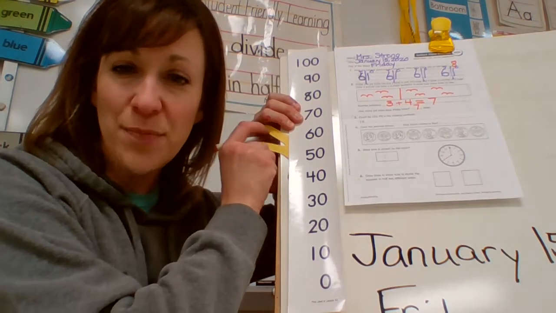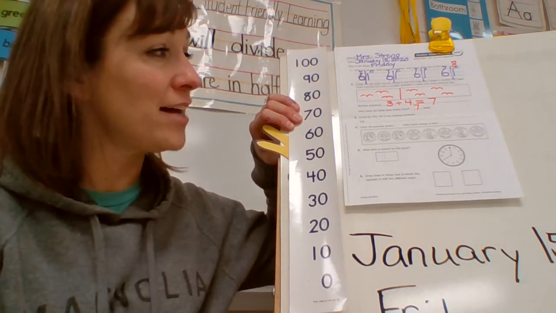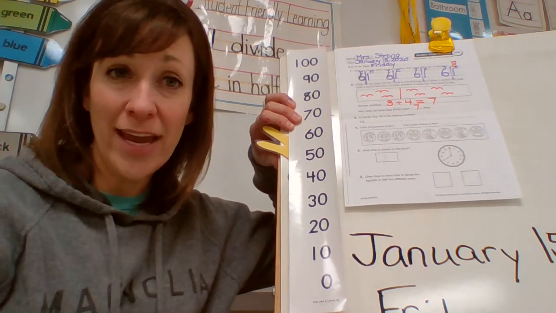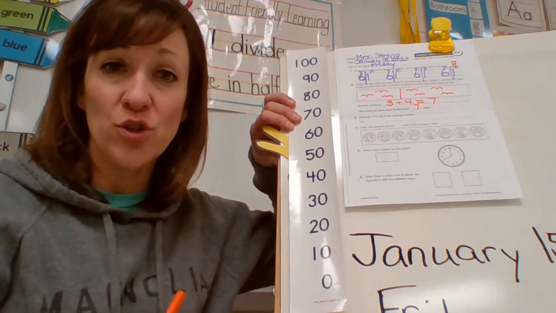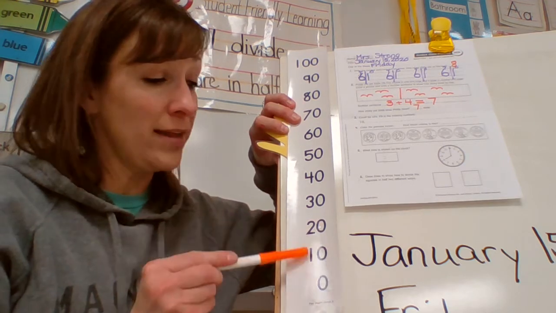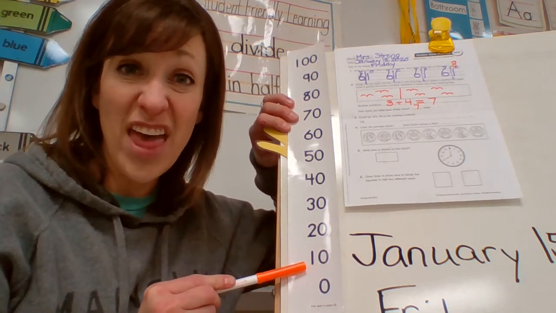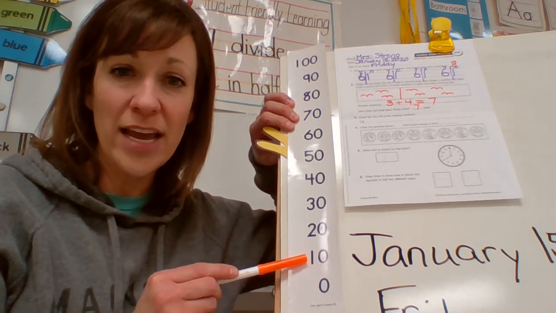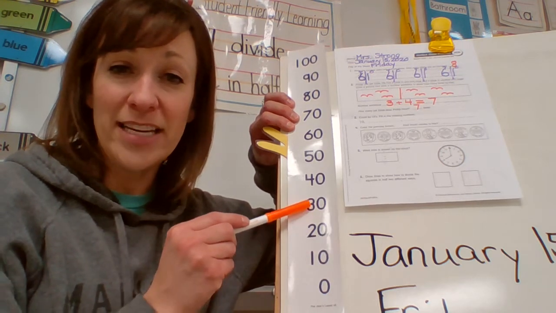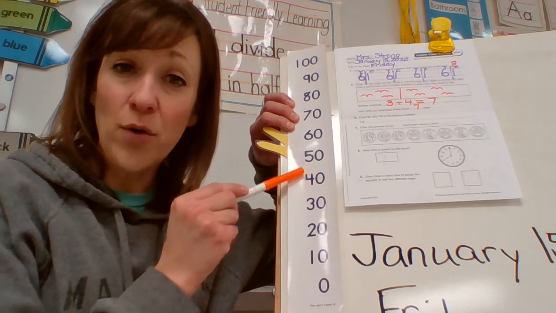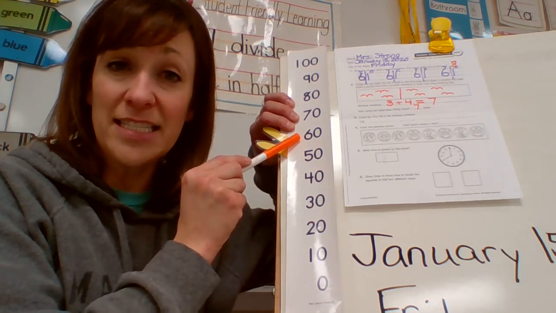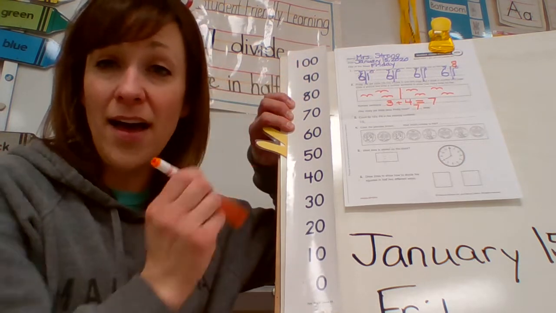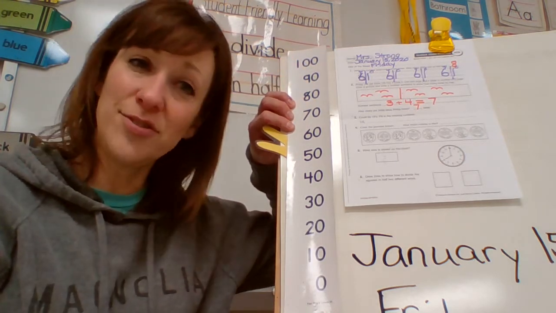All right, for the next part on our math paper, we are asked to fill in the missing numbers after we count by tens. So let's review that with my little counting strip here, and then we can work on counting and filling in those numbers. Ready? 10, 20, 30, 40, 50, 60, 70, 80, 90, 100.